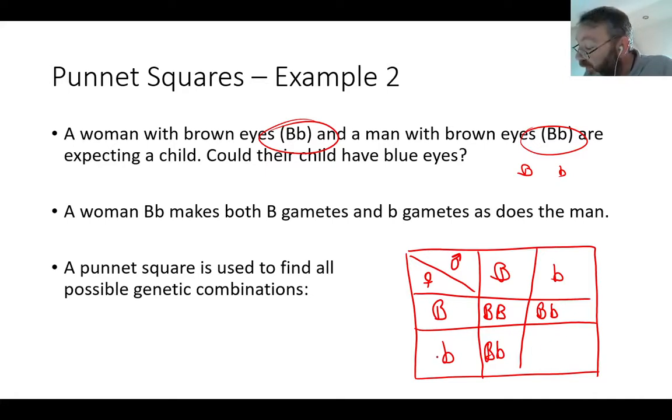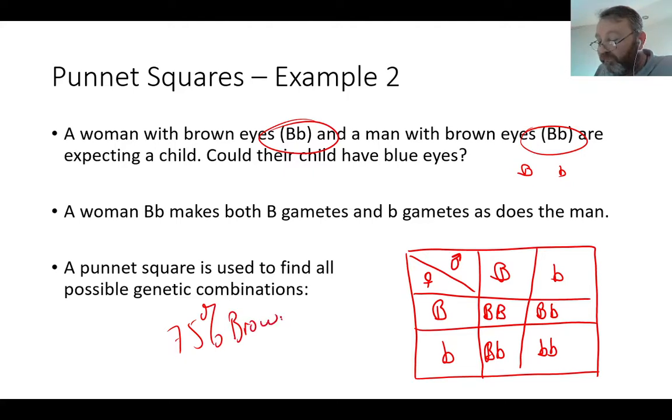Look at the last one. The last square is little b, little b, which means that they could have a blue-eyed child. Now, if they had 4 children, mathematically speaking, what would the percentage probability be that we would have a blue-eyed child? Well, 3/4 of them, or 75%, would have brown eyes. There's a 75% chance of the child having brown eyes, and there is a 25% chance of the child having blue eyes. So to answer the question, could their child have blue eyes?